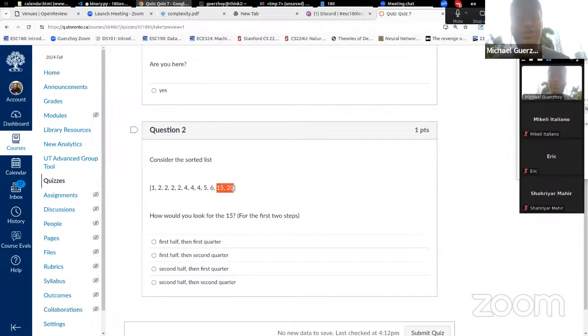So that means that if we're looking for the 15 in the sorted list using binary search, we say, okay, it's in the second half. And then looking at, is it in the third quarter or is it in the fourth quarter? The answer is in the fourth quarter. So like in the second quarter of the second half. So this is the answer.